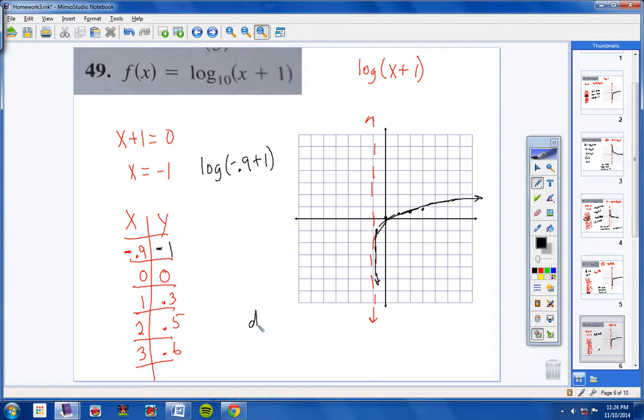Okay, the domain would be x is greater than -1. The vertical asymptote would be x equals -1. And the x-intercept would be 0, because when you put 0 in for x, you get a 0 out for y. Okay? All right, moving on to the last 4.